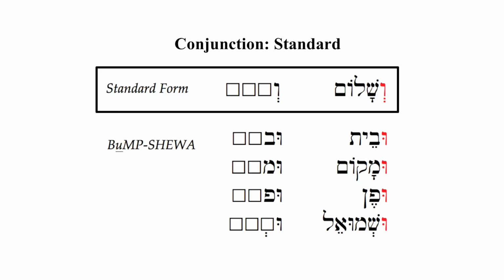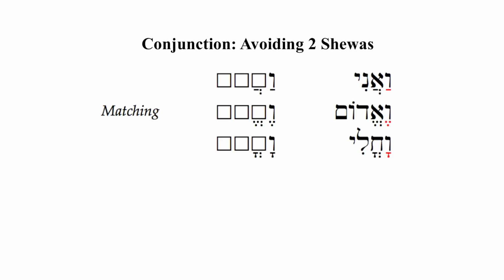Bump schwa rule. What happens if your word begins with a composite schwa? That makes it a little more awkward. I can't use the bump schwa rule because it makes it awkward to go from u to ah immediately with a guttural.